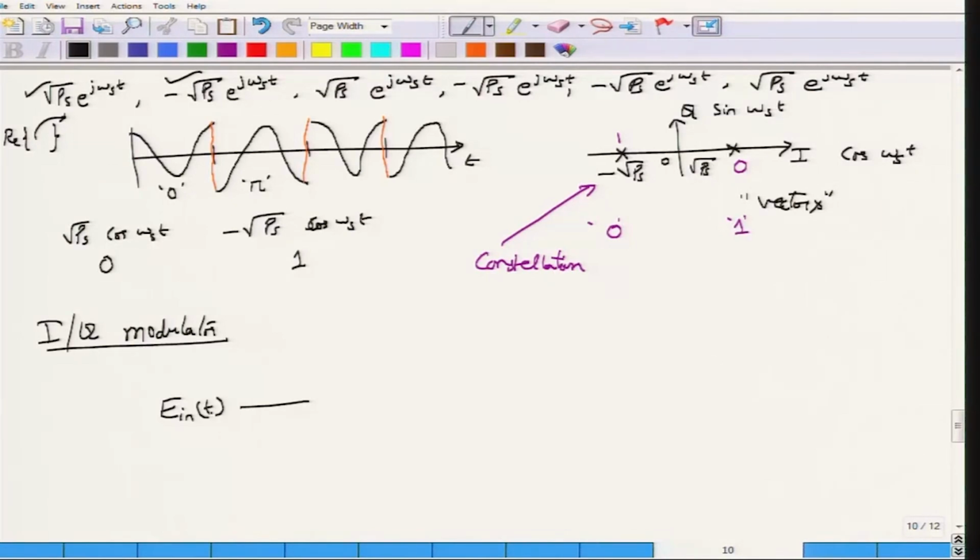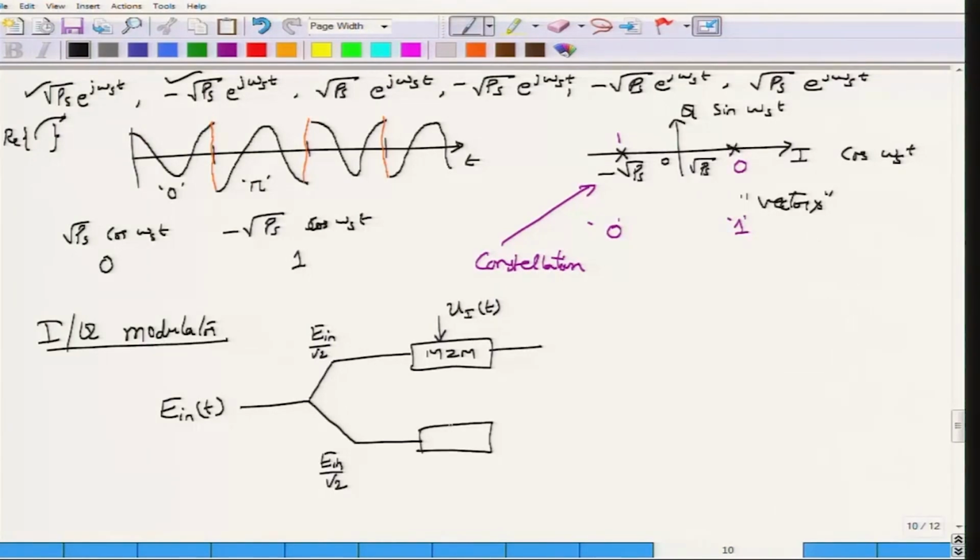You have the source coming in as E_in of t, and then it splits into 2 portions. So far no surprises. What I should get here is E_in by root 2, and what I should get here is E_in by root 2. Now, I put one Mach Zehnder modulator here, and drive this one with a voltage which would be the difference voltage to the Mach Zehnder modulator. I call this U_I of t, and I also drive the second modulator, the second MZM, with U_Q of t. So, this I stands for the in-phase voltage, Q stands for the quadrature drive voltage.